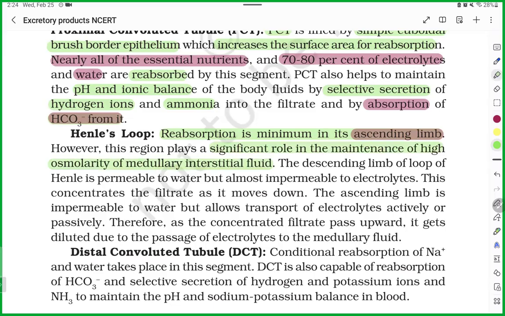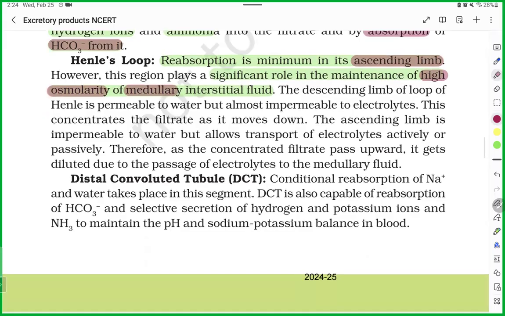So you know there are two parts in the nephron. One part, PCT, DCT, and Bowman's capsule, lies in the cortex region of the kidney. But loop of Henle and collecting duct lie in the medullary region. That's what we are saying, that the loop of Henle plays a very important role in maintaining high osmolarity in the medullary region. This is important, and questions have already been asked from this.